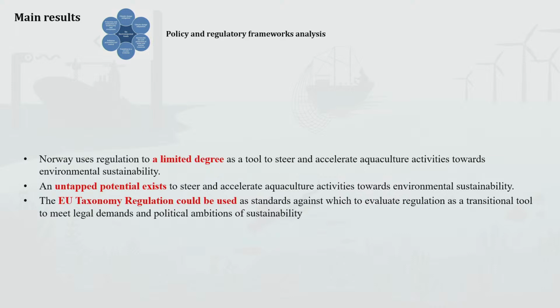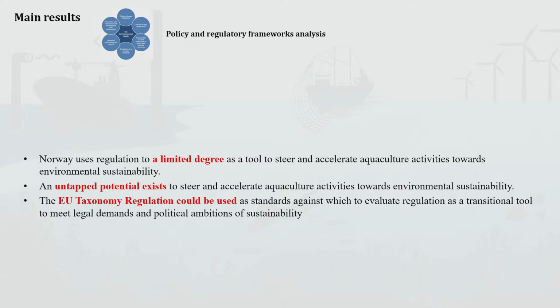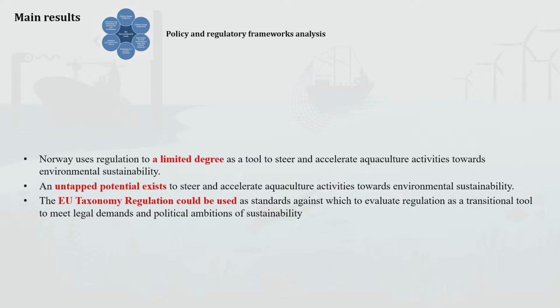So as a very fast presentation of the result, we did a policy framework analysis, and we found from this analysis that Norway uses regulation to a limited degree as a tool to steer and accelerate aquaculture activity toward environmental sustainability. This means that there is untapped potential to steer and accelerate our aquaculture activity. So we still have space to frame new laws, new regulation in order to go forward. And the EU taxonomy regulation could be used as a standard or as a reference point in this new framework or this new regulation.